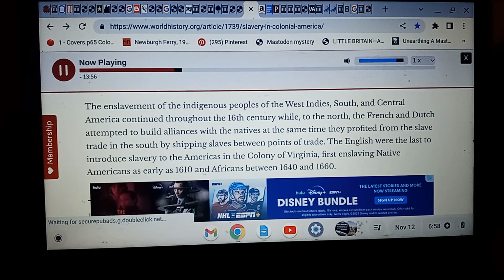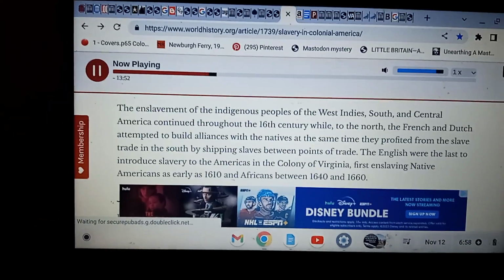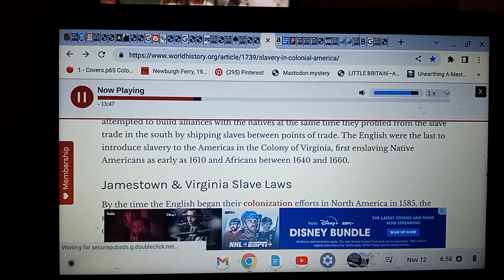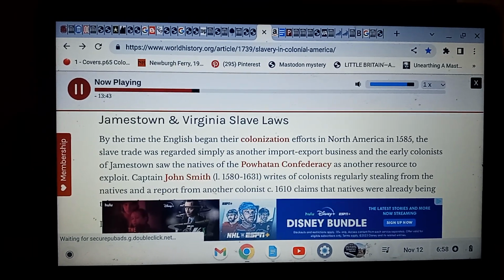The English were the last to introduce slavery to the Americas in the colony of Virginia, first enslaving Native Americans as early as 1610 and Africans between 1640 and 1660. Jamestown and Virginia slave laws.